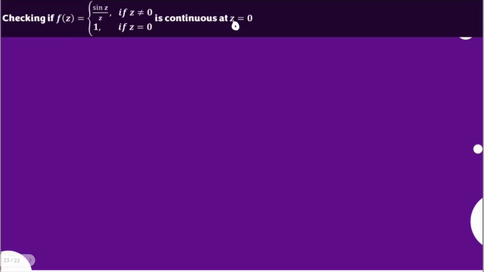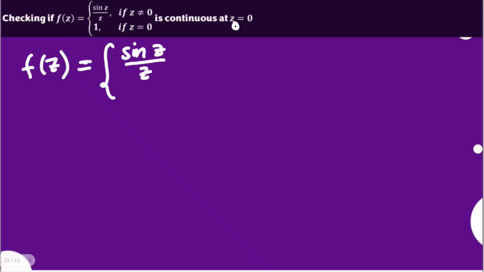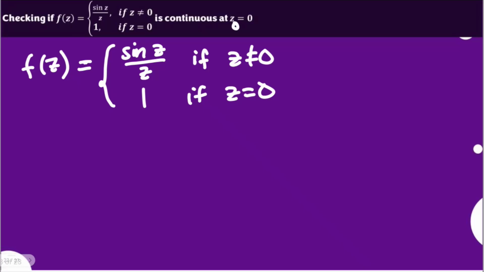So this time, we're still going to use the three conditions to be satisfied. If we can satisfy all of them, then we can say that this piecewise function is really continuous at z sub 0 equal to 0. Let me rewrite the function here to make it bigger. Sine z over z is the definition if our given value for z is not equal to 0. But if it is equal to 0, we pick the value of 1. Again, at z sub 0 equal to 0.